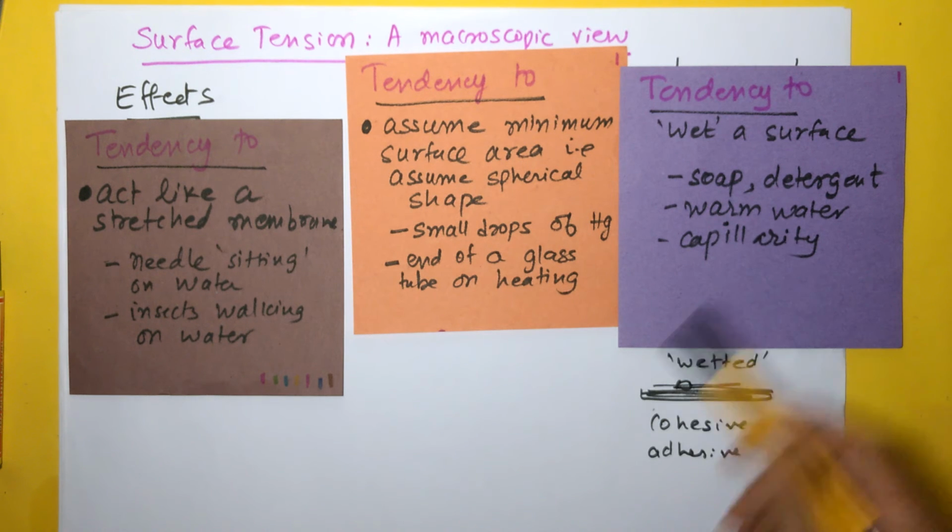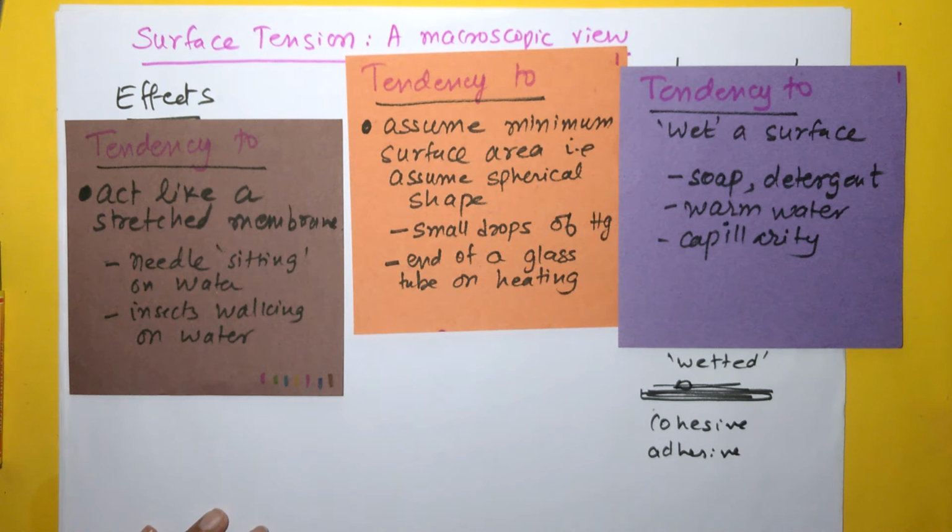The other application is that we heat up water. We use warm water for washing clothes. When you heat up water, when the temperature goes up, its surface tension goes down, and thereby it is able to clean the cloth better.